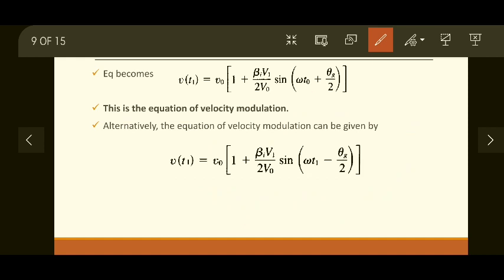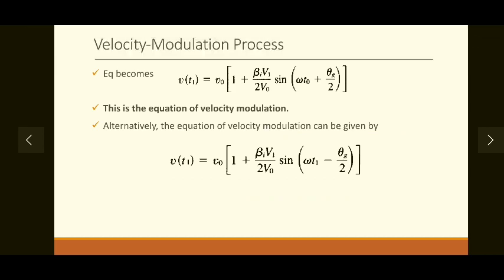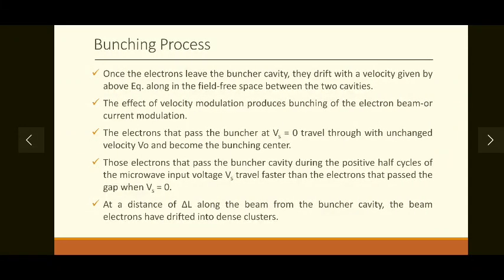Okay, so this is the process of velocity modulation, where we have seen the exit velocity is proportional to the input microwave signal and affected by the beam coupling coefficient and depth of velocity modulation. Now, after the electron beam exits the buncher cavity, the bunching process will start.